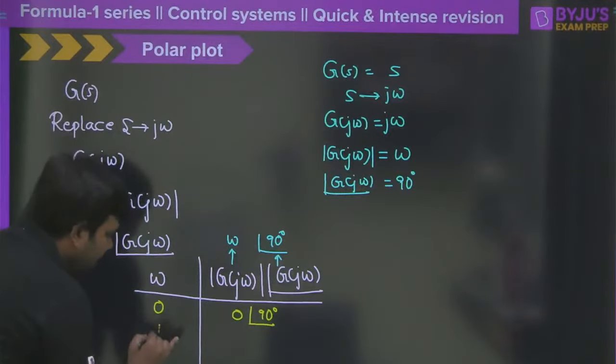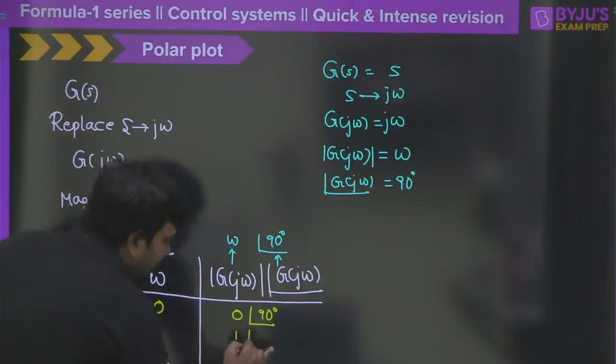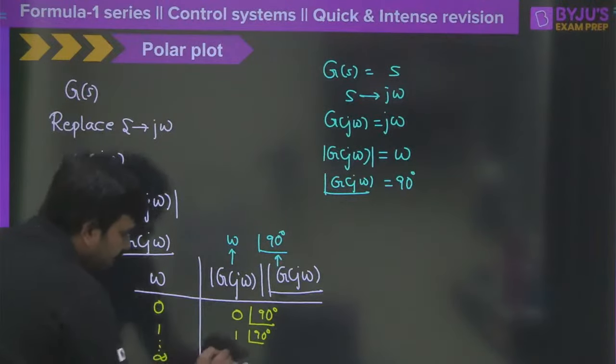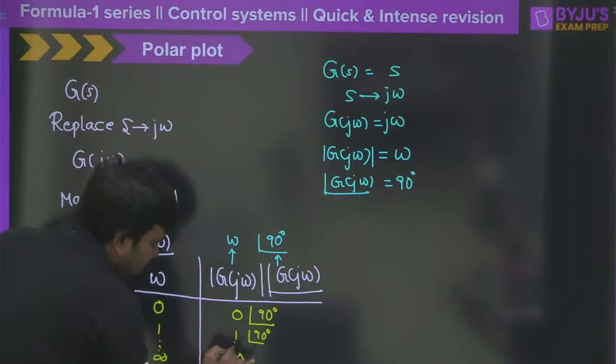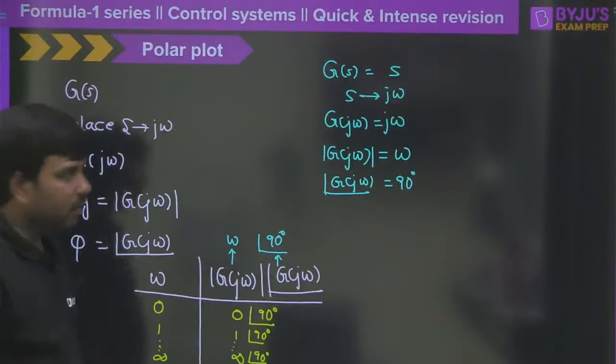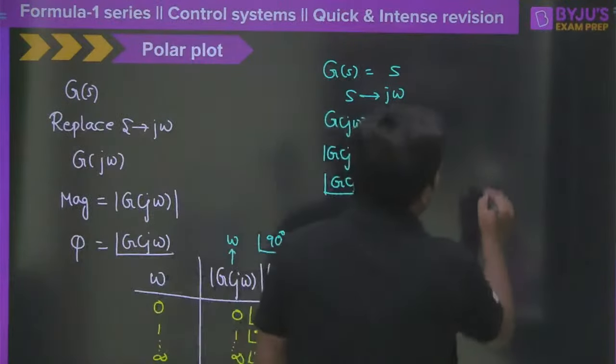Now keep ω = 1. Then the magnitude is 1 and this is going to be 90 degrees. Likewise, you can keep 10, 100, anything, but finally we will keep infinity. If I keep infinity, then the magnitude will go to infinity. However, the phase remains constant. Clear? Phase remains constant.